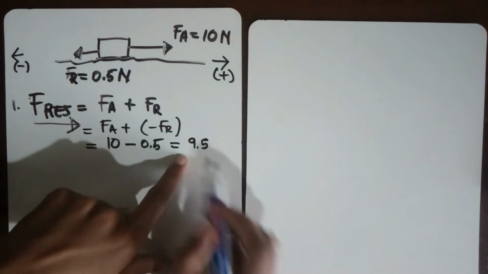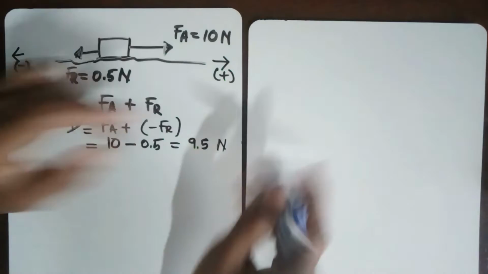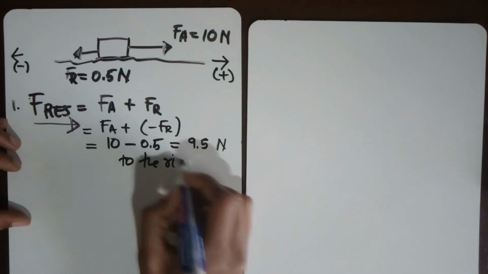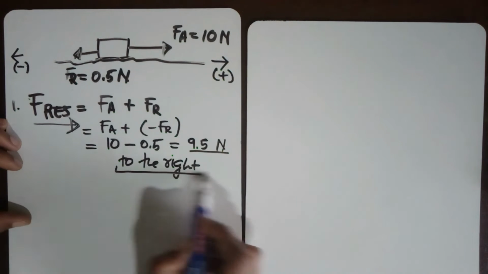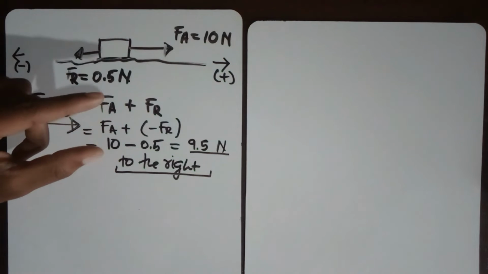And you notice that that 9.5 is actually positive, meaning that my resultant is actually moving to the right. So you have to include the direction. You have to include the magnitude as well as the direction. So that's normally how you find a resultant vector.